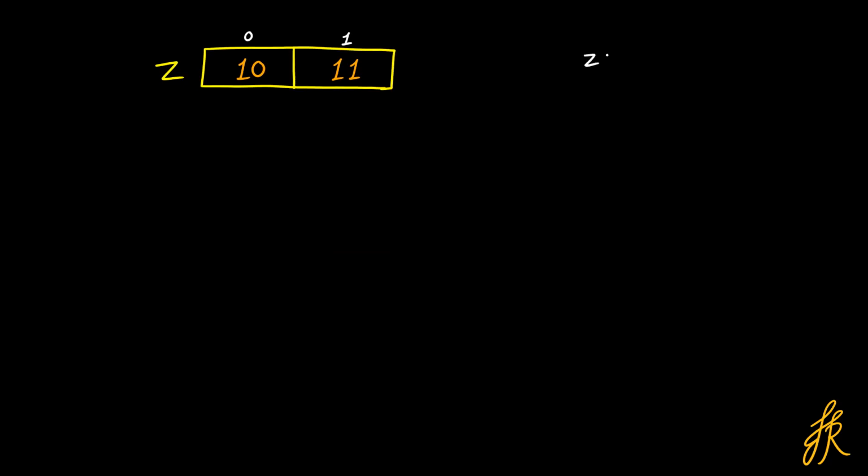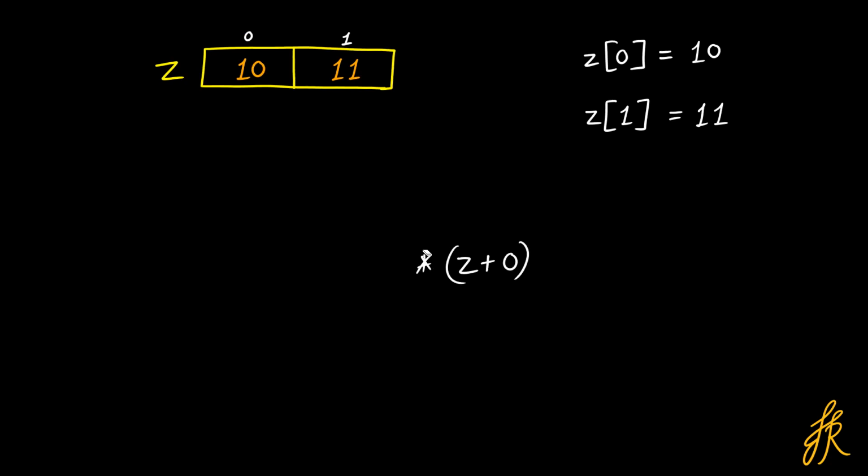So z of 0 will be what? It will be 10, obviously, the value present at 0 index. Z of 1 will be what? It will be 11. You must be knowing about this, but let's see some interesting fact. Z of 0 is internally implemented as star of Z plus 0. So this is how we implement it.